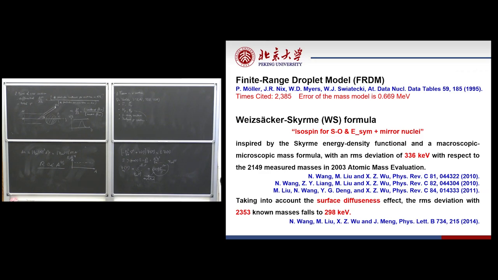For example, this factor I mentioned here, the isospin dependence for the spin orbit potential, or the isospin dependence for the symmetry energy, and so on. This kind of thing, we should find the physics reason, or the microscopic mechanism behind them, right?